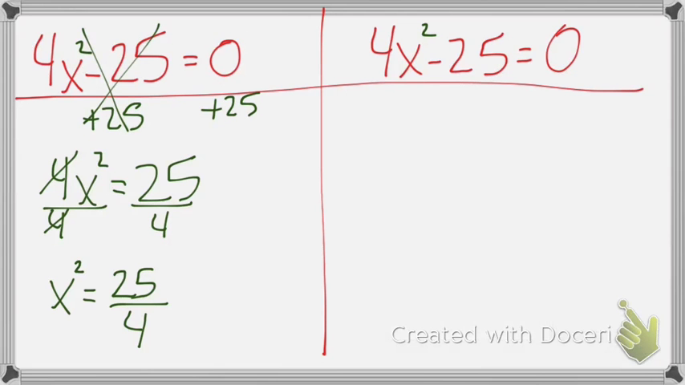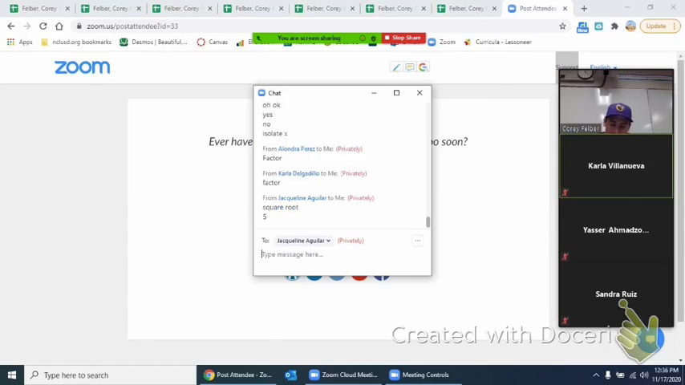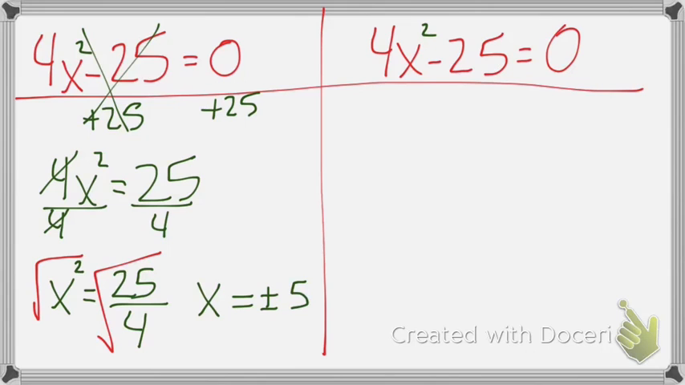Square root, good. So to square root a fraction, and we're going to get into fraction stuff, but to square root a fraction, all you do is you square root the top and you put it over the square root of the bottom. Okay, so what's the square root of the top here? What's the square root of 25? 5. So that means 5 is going to go on top of our fraction.